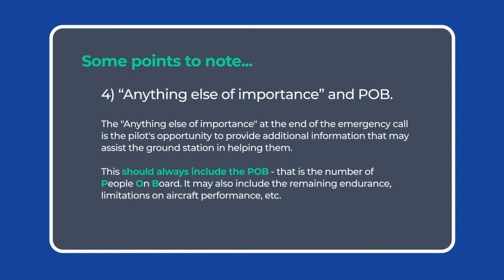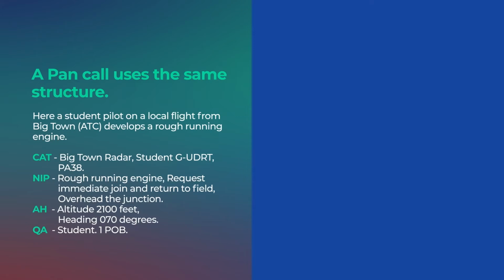Point 4. The "anything else of importance" at the end of the emergency call is the pilot's opportunity to provide additional information that may assist the ground station in helping them. This should always include the number of people on board. It may also include the remaining endurance, limitations on aircraft performance, etc. With those points in mind, let's listen to an example PAN call. Here a student pilot is flying close to their home air traffic controlled airfield. Concerned about an issue with their engine, they request a return to the field.